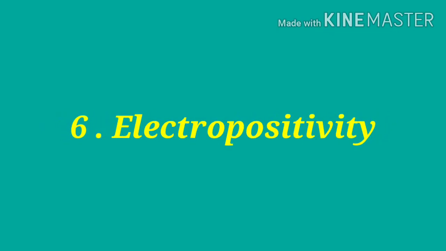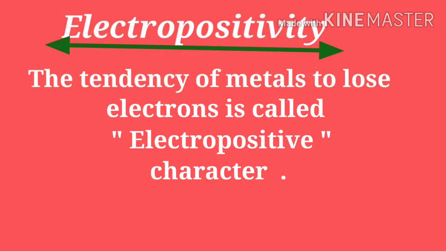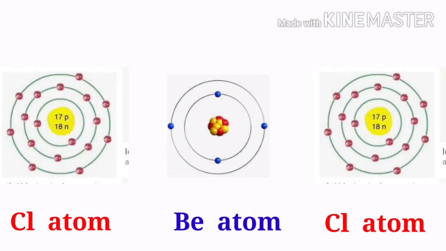Electropositivity. The tendency of metals to lose electrons is called electropositive character. Example, formation of beryllium chloride. We can see the beryllium atom in the picture and we can see two chlorine atoms in the picture.